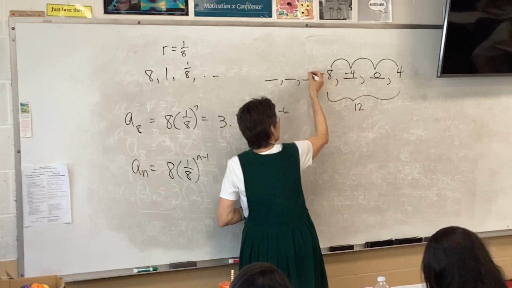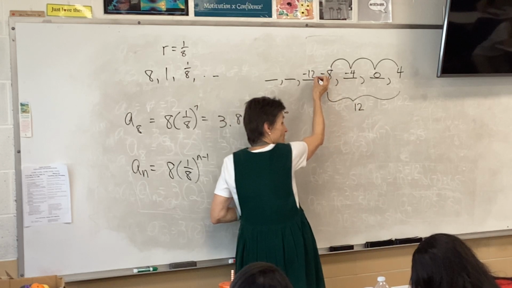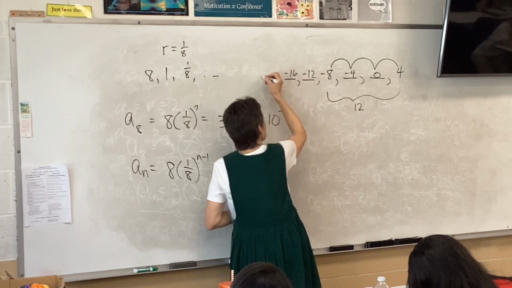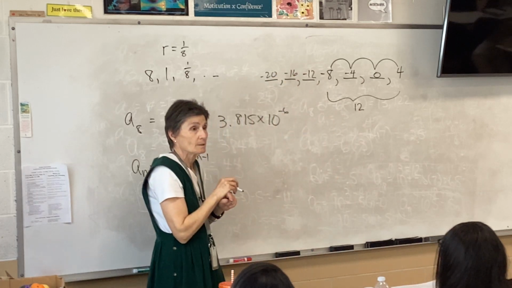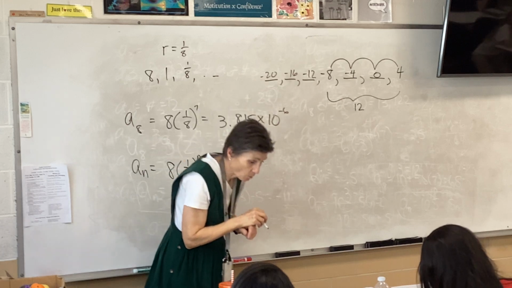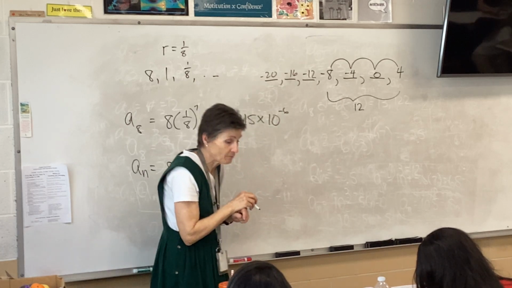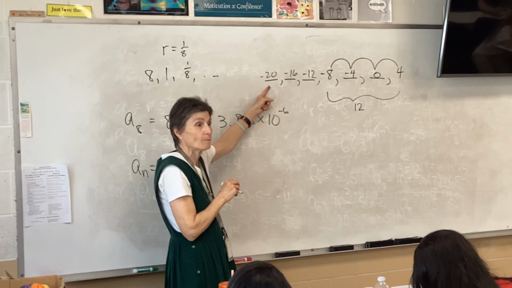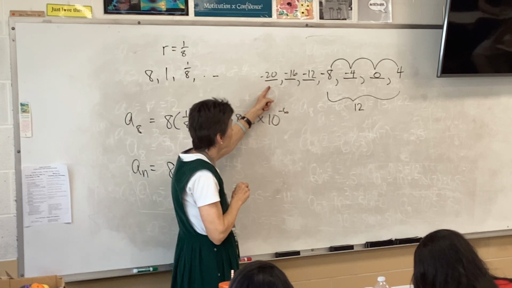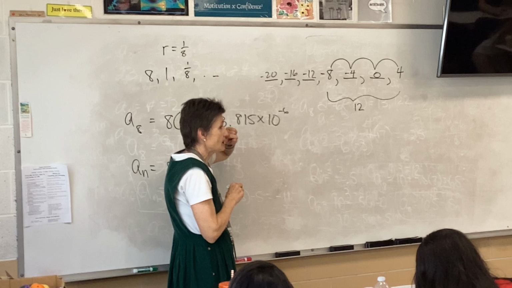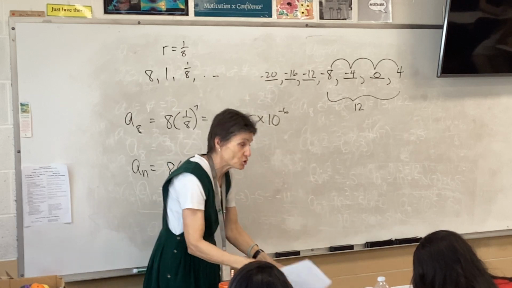This would be -12, -16, -20. The question says, find the first term. Got it. The first term is -20. Let's look at the next one. This one's geometric.